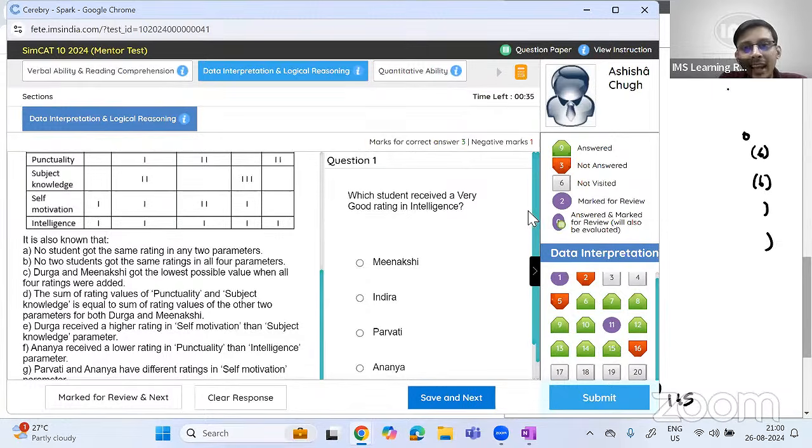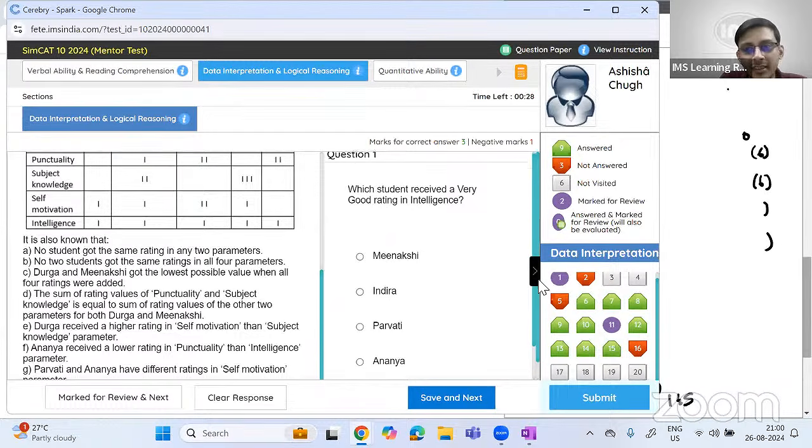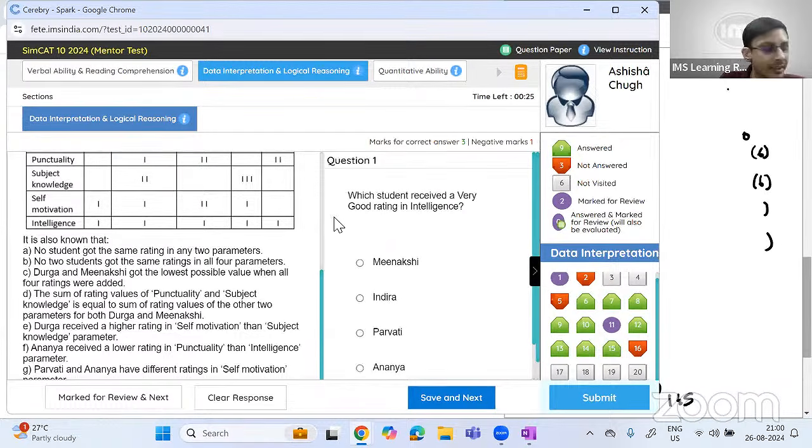Now I'll have to try to do a bit better in quant because this DILR, frankly, was an average performance from my side. Could have done much better here. Anyway, let's come to quant now.